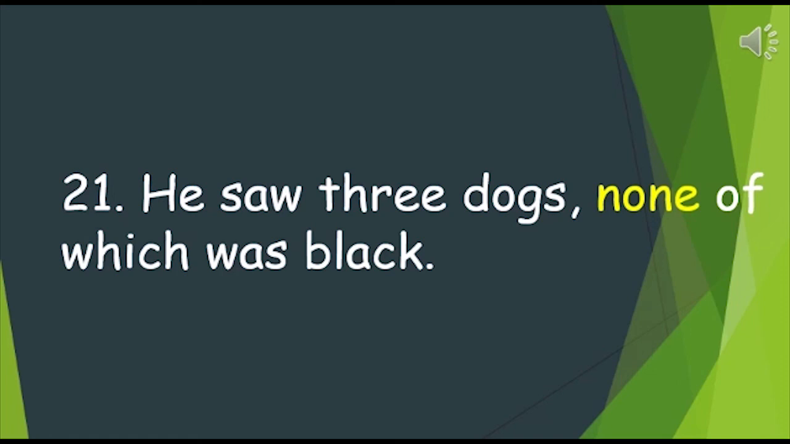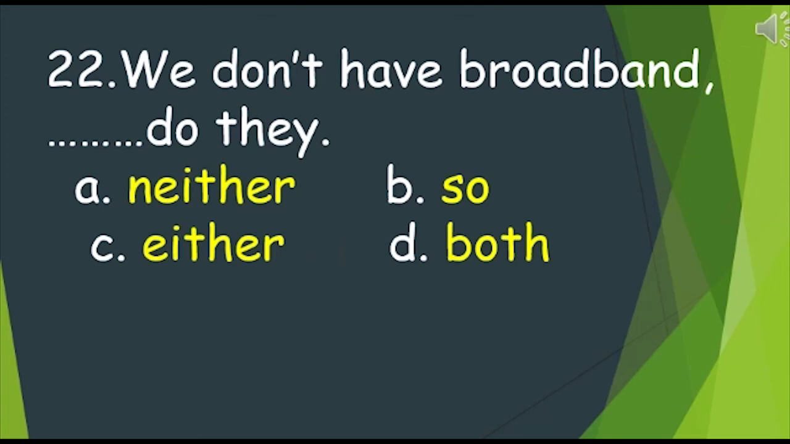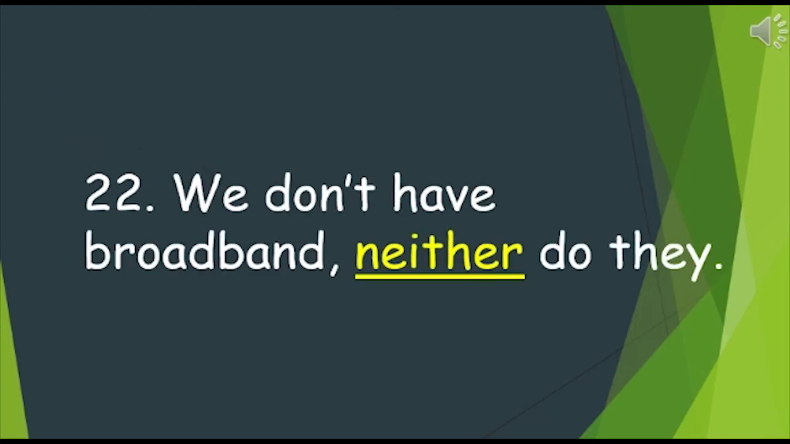We don't have broadband. Space, do they? Neither, so, either, both. We don't have broadband. Neither do they. احنا ما عندناش broadband ولا هم أيضا لديهم هذا الشيء.